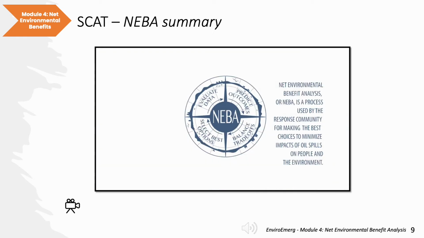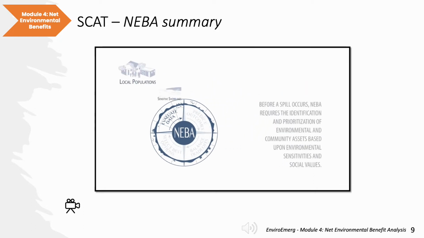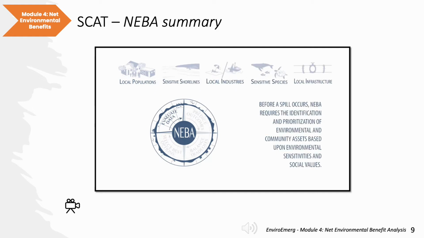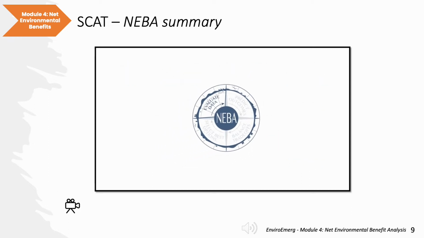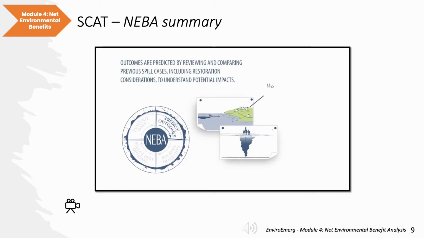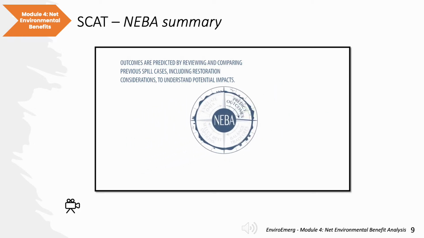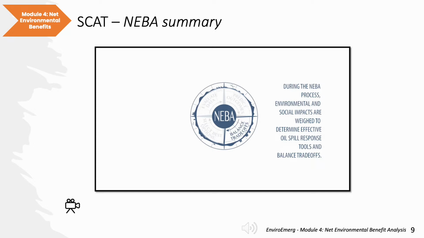Net environmental benefit analysis, or NEBA, is a process used by the response community for making the best choices to minimize impacts of oil spills on people and the environment. Before a spill occurs, NEBA requires the identification and prioritization of environmental and community assets based upon environmental sensitivities and social values. Outcomes are predicted by reviewing and comparing previous spill cases, including restoration considerations, to understand potential impacts. During the NEBA process, environmental and social impacts are weighed to determine effective oil spill response tools and balance trade-offs.